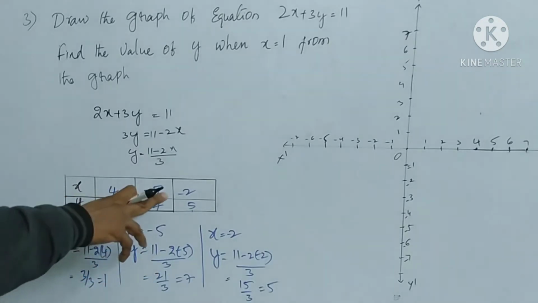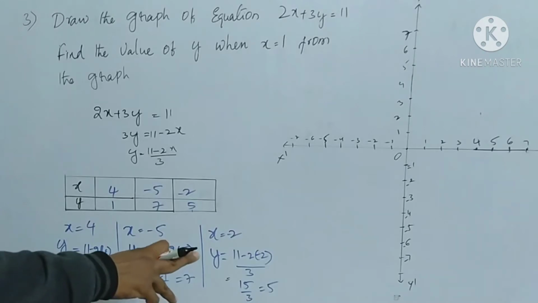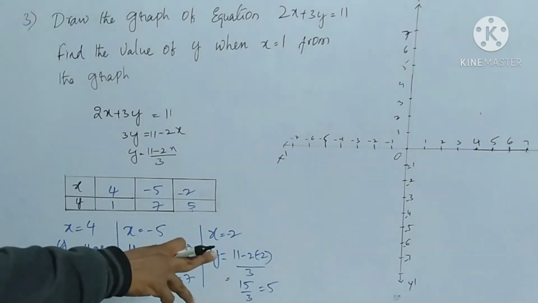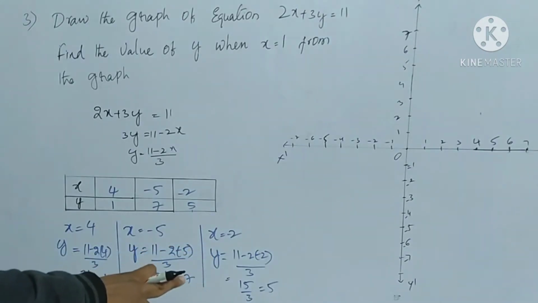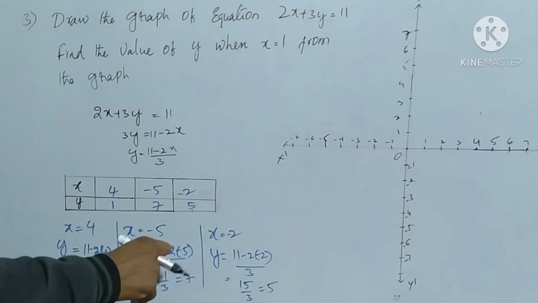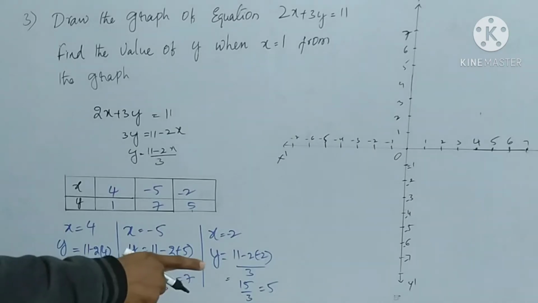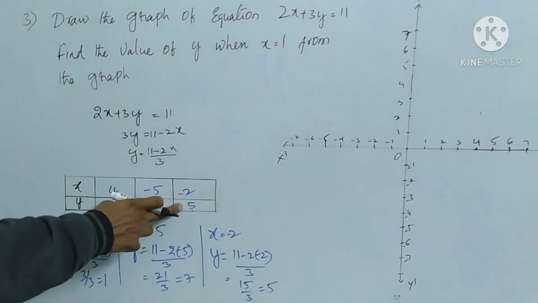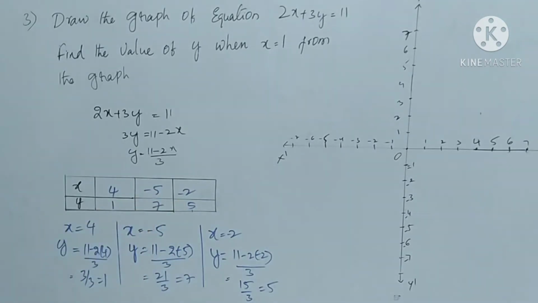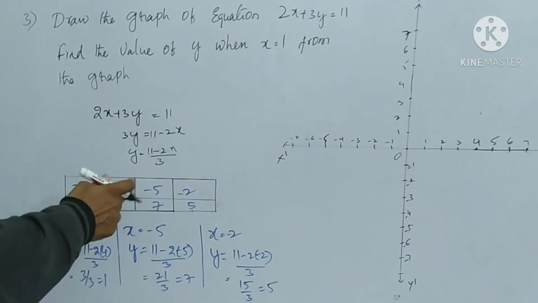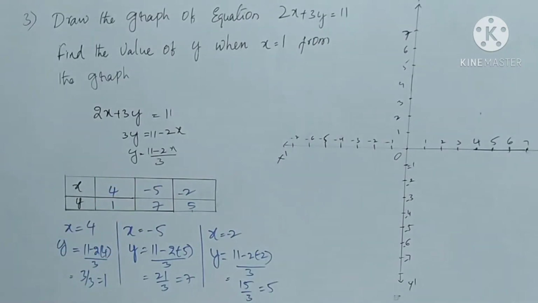So, when x is equal to minus 2, y is equal to (11 minus 2 into minus 2) by 3. So, that is equal to 11 plus 4 is equal to 15 by 3. Result is 5. So, you should write here. So, these are the 3 solutions of the given equation.